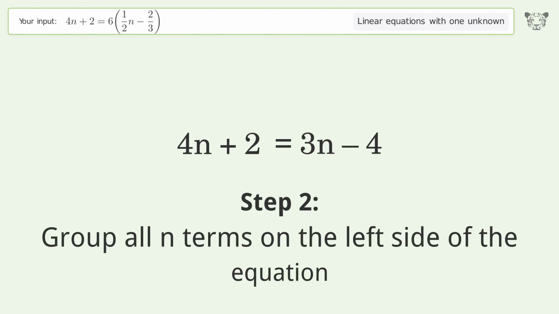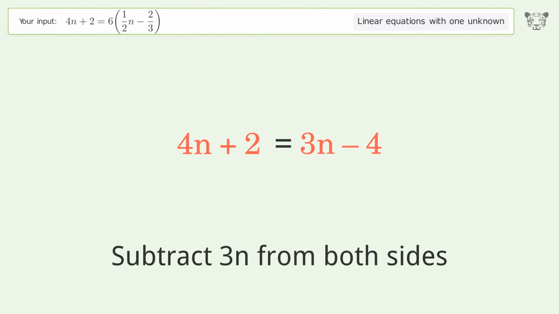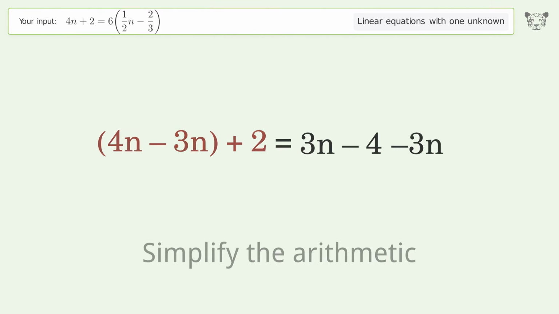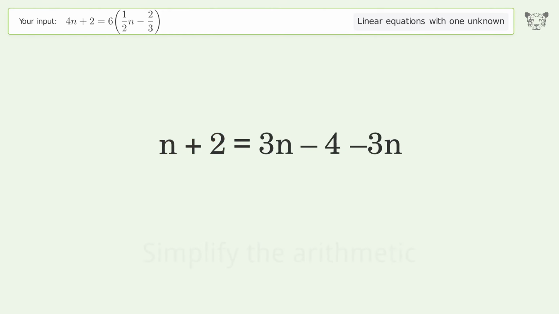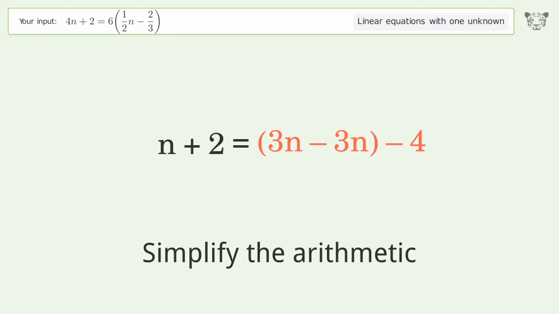Group all n terms on the left side of the equation. Subtract 3n from both sides. Group like terms. Simplify the arithmetic. Group like terms. Simplify the arithmetic.